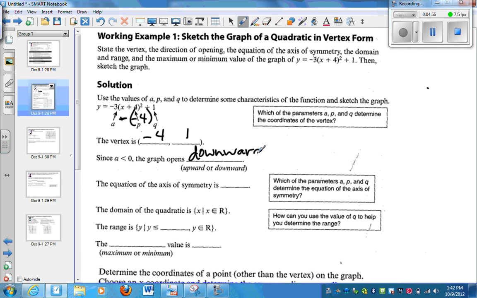You didn't remember that, that's on the first page. The equation of the axis of symmetry is always x equals p. P in this case was -4.